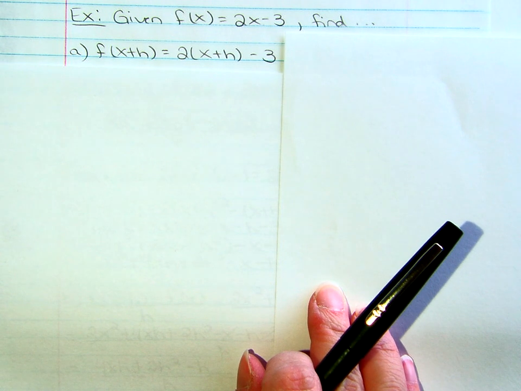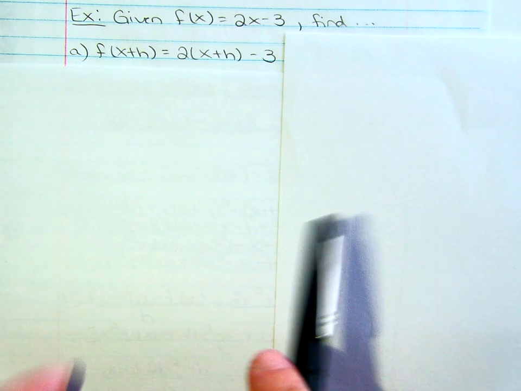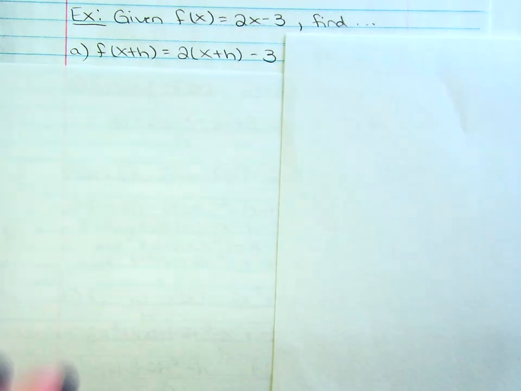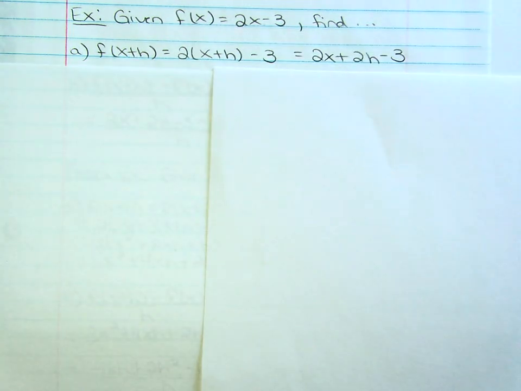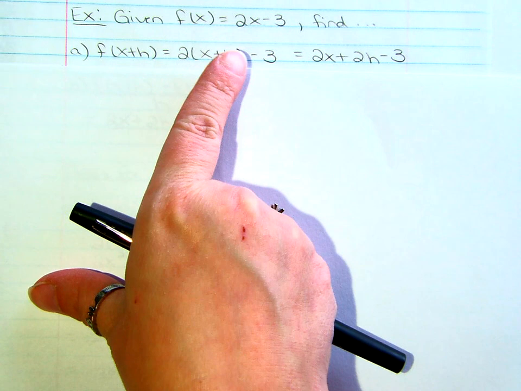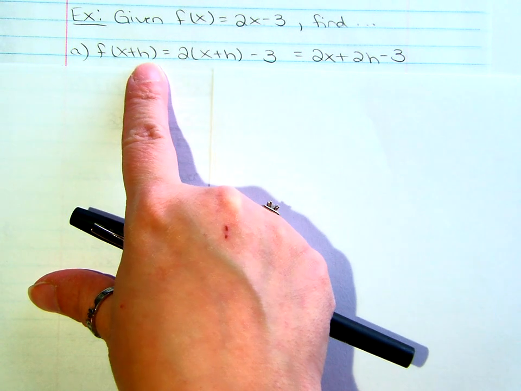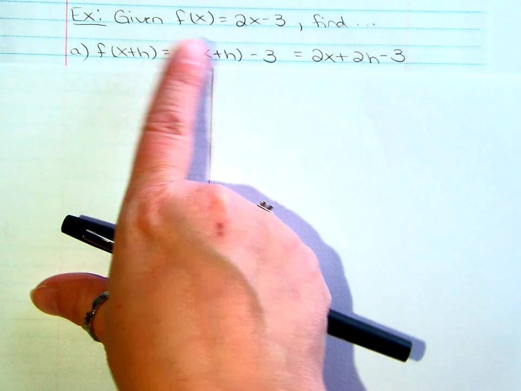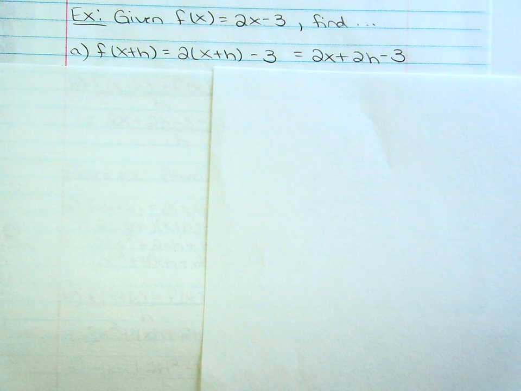Then I'm able to distribute that 2 to the x and to the h and simplify it. They could give you a number in here like we had earlier, and we substituted it into the function in place of that x. They can give you an expression like this to substitute in. And as we will see in the next section, you can even put a function in a function. We'll do that in the next section. But that's all you're doing.